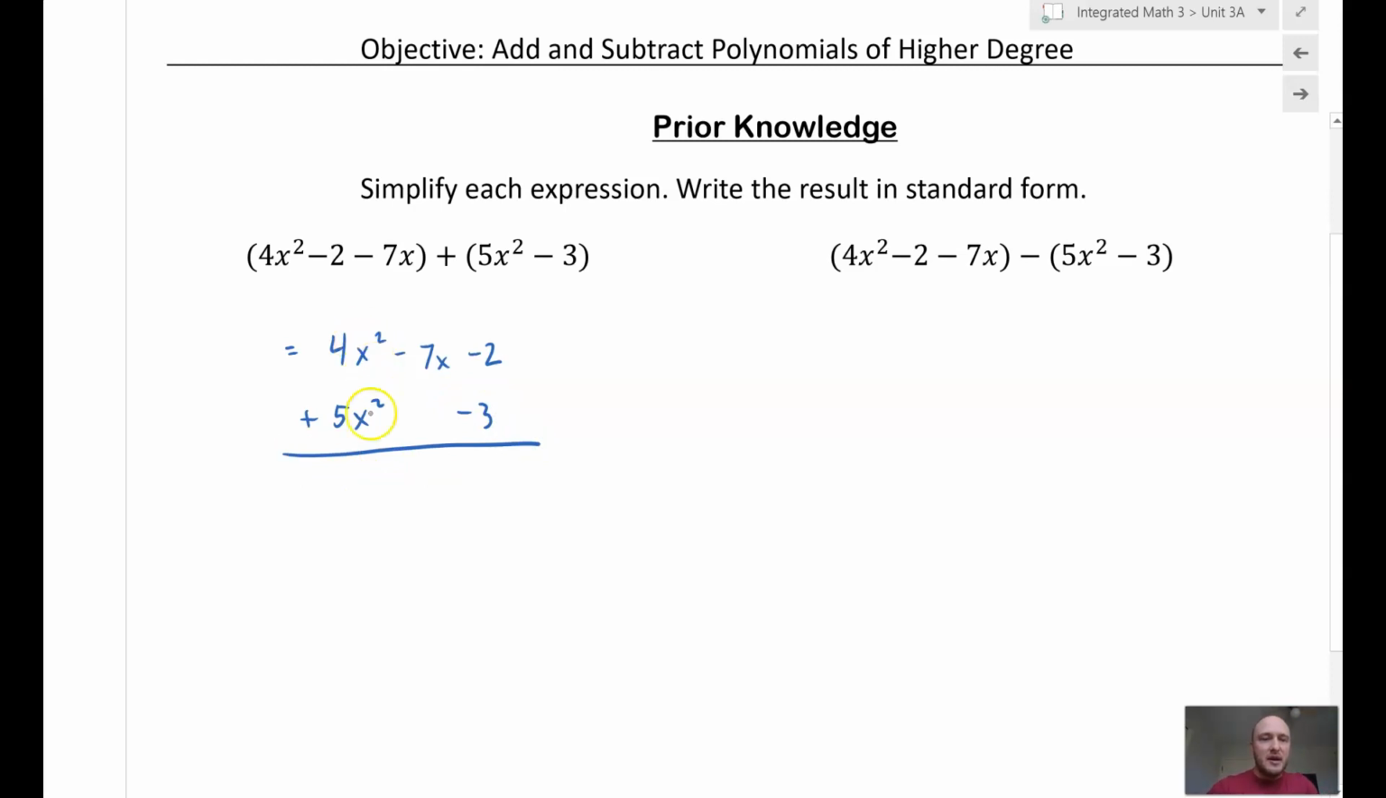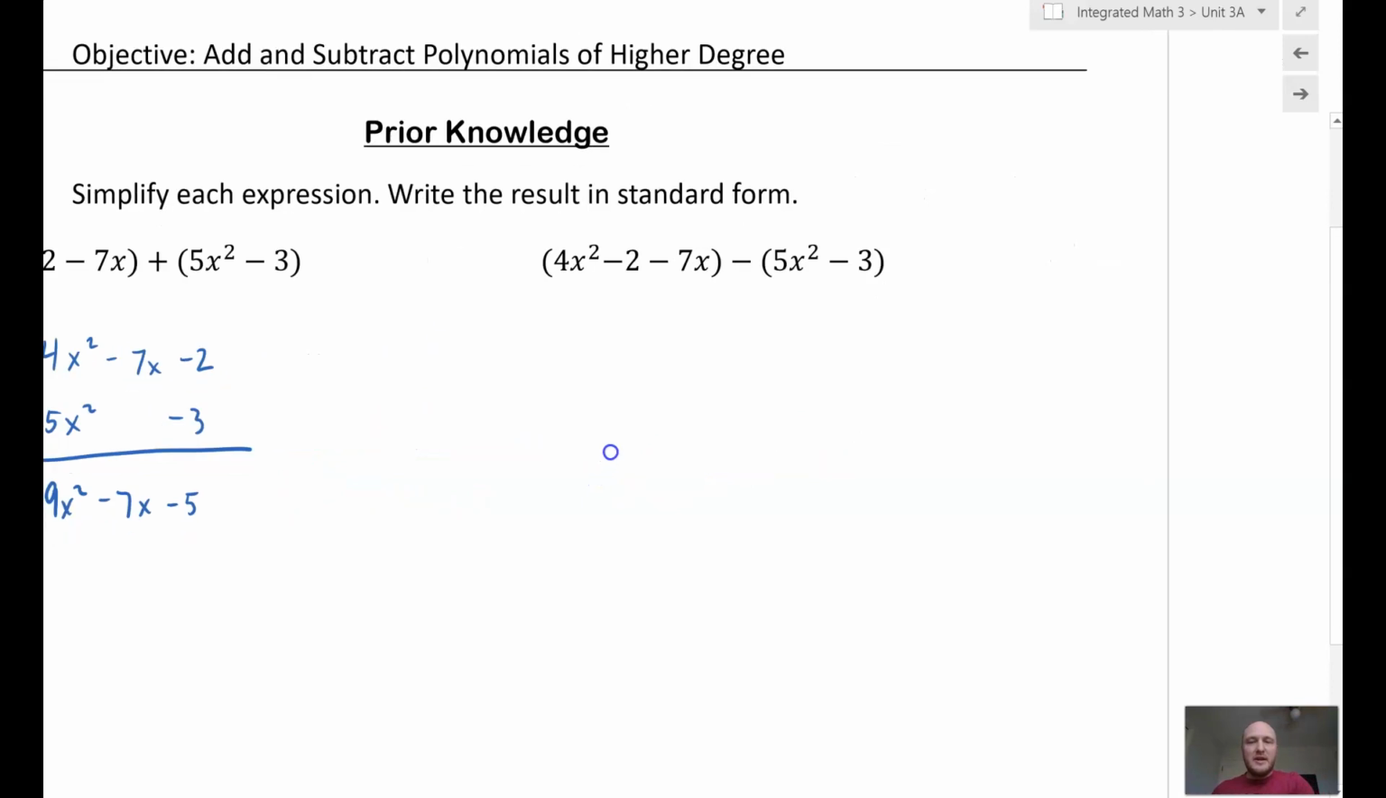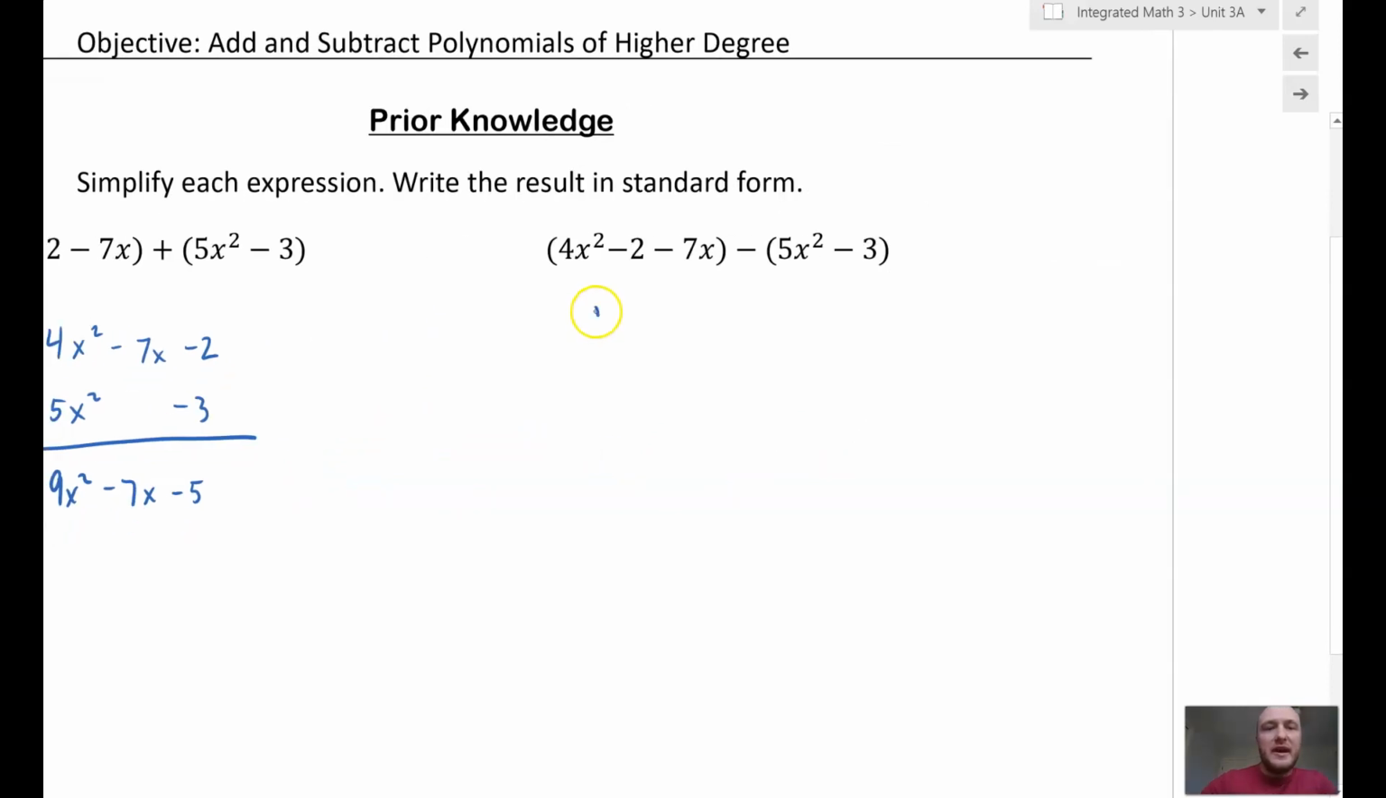My x's both have a power of 2, so they are like terms, right? Same power, same variable. So 4x squared plus 5x squared is 9x squared. I don't have any x's in my second polynomial, and I have minus 2 plus negative 3 is negative 5. All right, the second example here, again, I have 4x squared minus 7x minus 2.